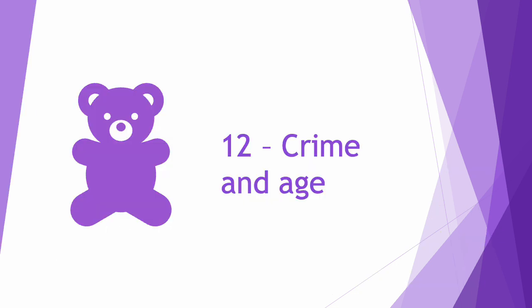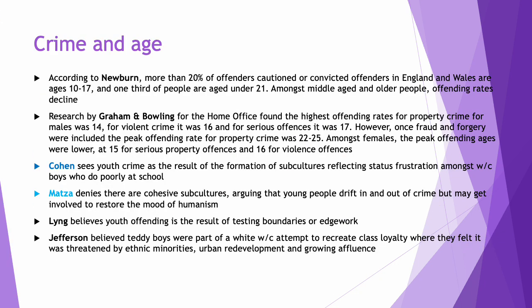This section is on crime and age. According to Newburn, more than 20% of cautioned or convicted offenders in England and Wales are aged 10 to 17, and 1/3 of people are aged under 21. Amongst middle-aged and older people, offending rates decline.